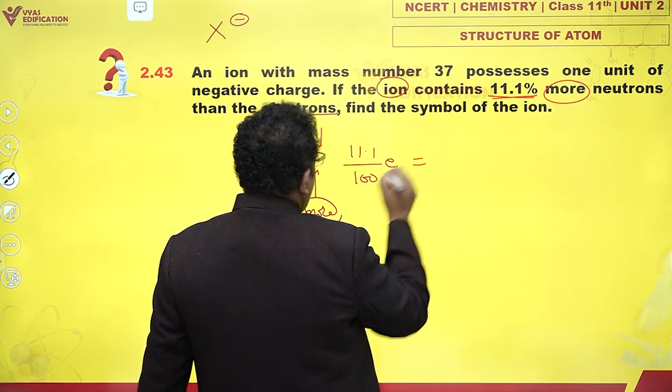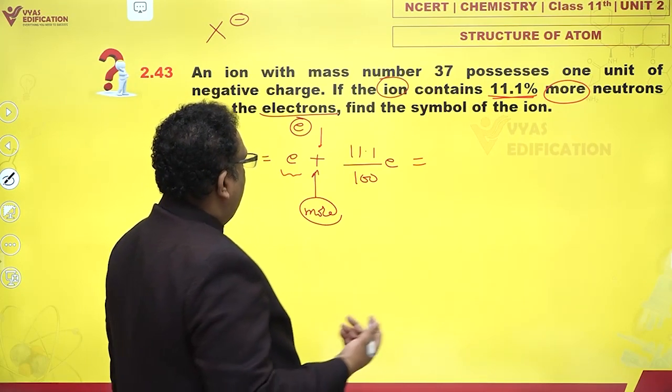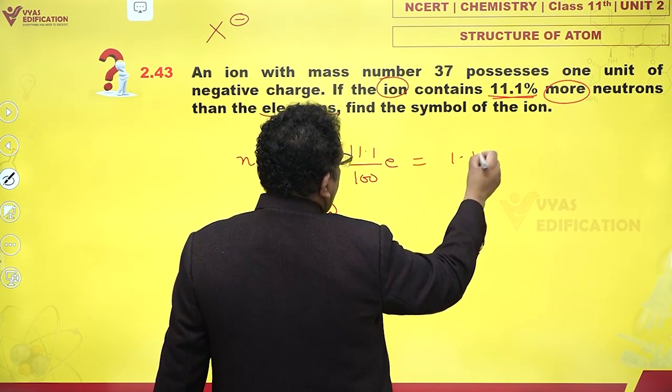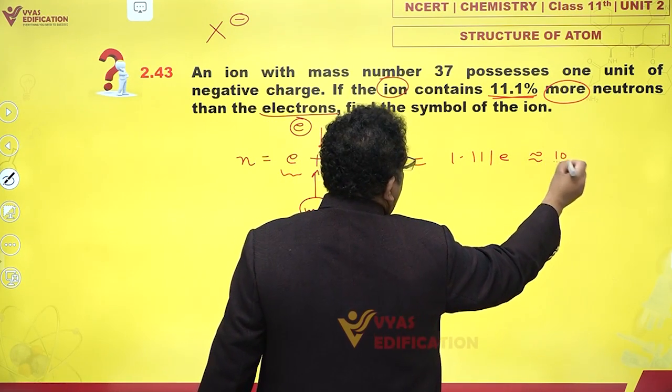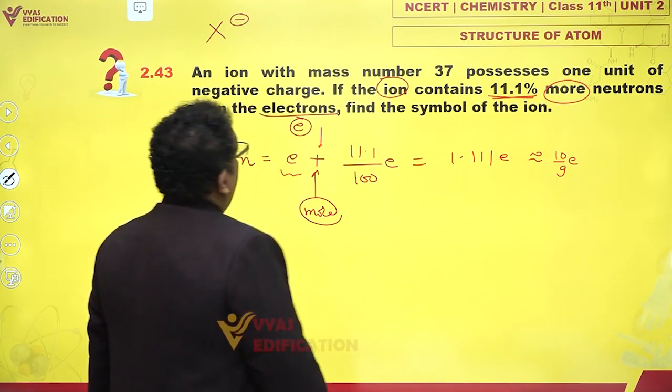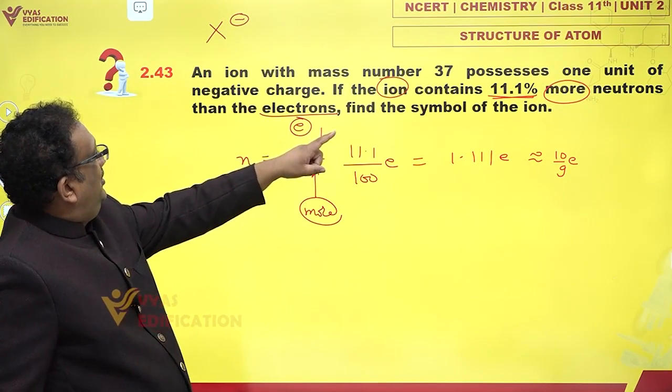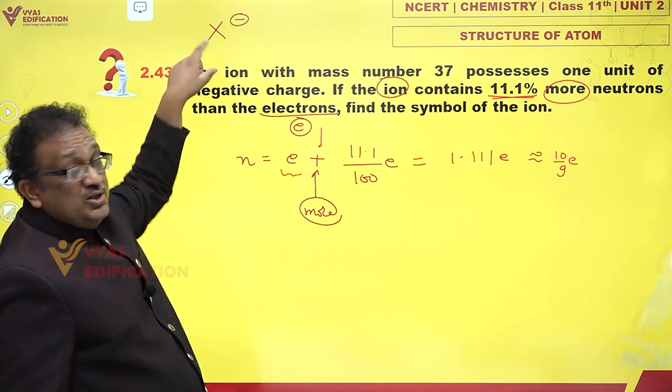That gives me how much? 1.111 E. That's roughly 10 by 9 times E. And let us not forget what I'm given: that it is a -1 charge.